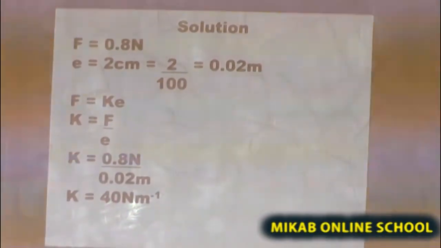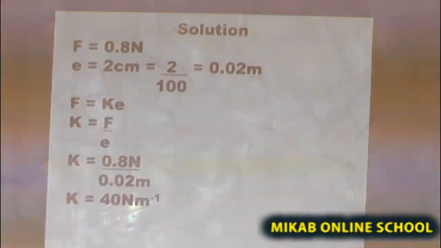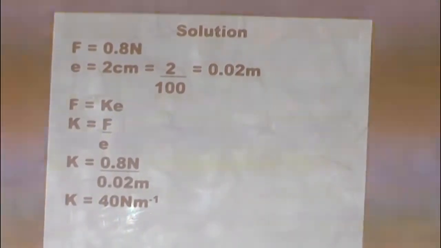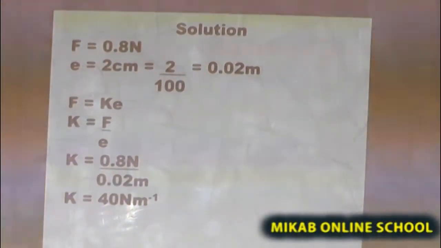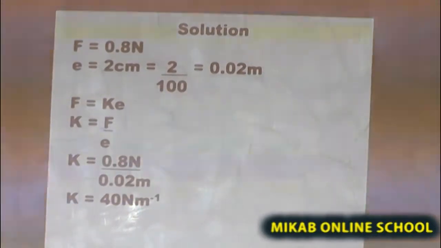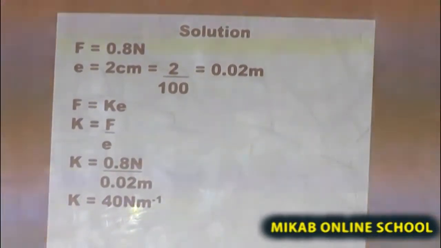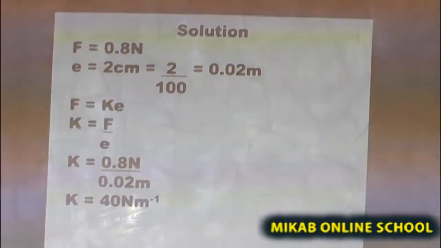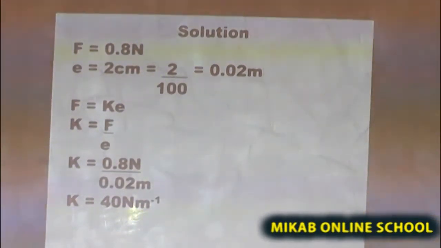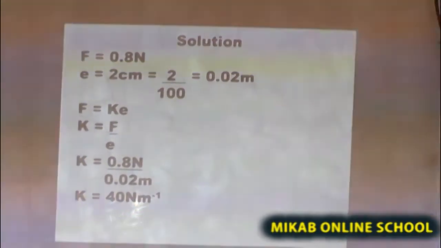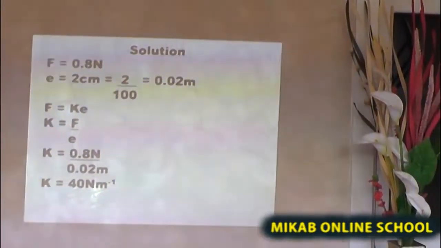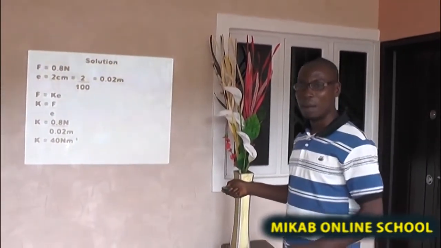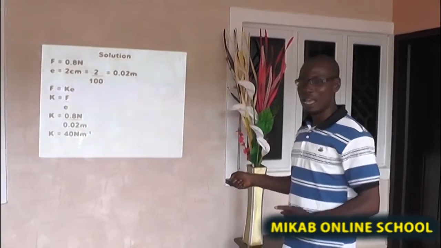K equal to 40. What we have here is not just 40, it's 40 Newton per meter. Why do we have the unit here? The unit tells us that what we look for is not force and not extension. What we look for is the elastic constant. The unit of any physical quantity tells us the kind of physical quantity we are looking for in such problems. That is why we have 40 Newton per meter. That is the elastic constant.